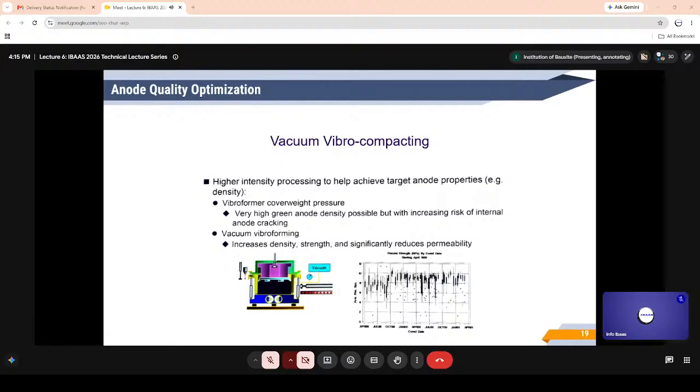Vacuum assisted compaction allows the paste to be compacted at higher temperatures. It rapidly removes volatile fumes from the coal tar pitch, preventing them from becoming trapped in the anode mass and causing cracks. The green paste is more plastic at higher temperatures. It can be compacted more effectively, resulting in higher anode density.